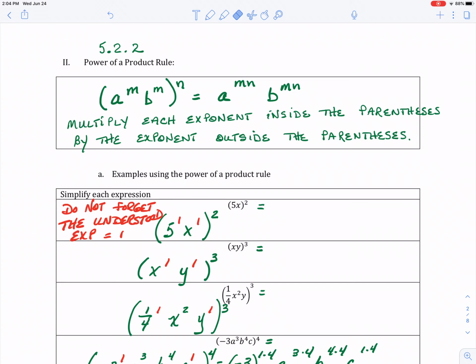We're working still in section 5.2. This is the second video, and this one's called the power of a product rule. Let me see if I can tell you where those words are coming from.